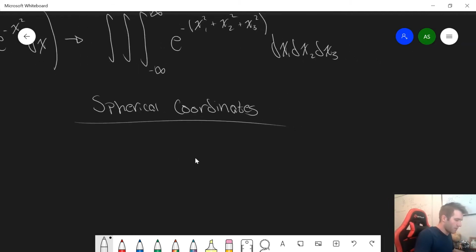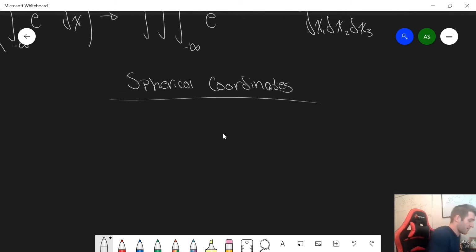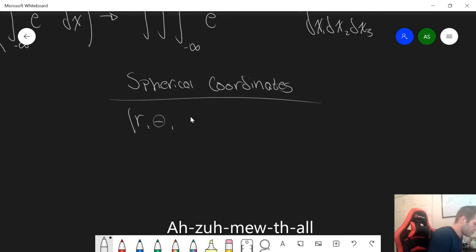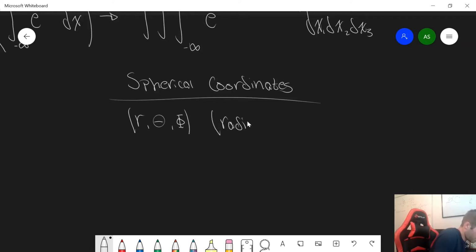So, in spherical coordinates, we have our radial direction, where we have r, and then our polar angle, which is theta, and then our, correct me if I'm pronouncing this wrong, azimuthal angle, which is just our horizontal rotation. So we have radial, polar, and azimuthal.